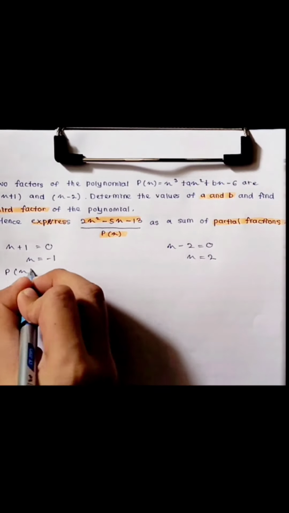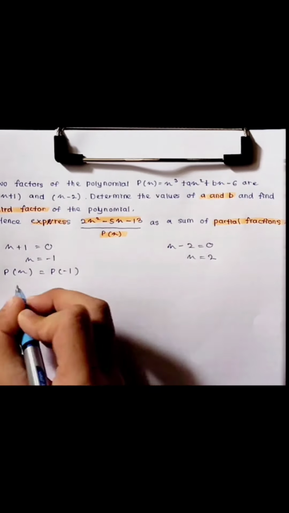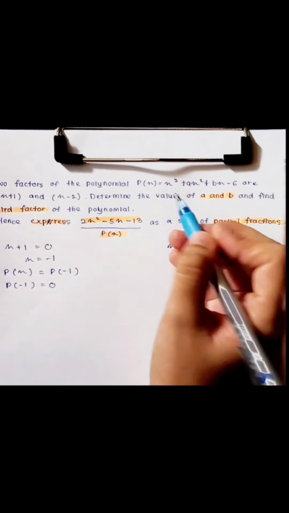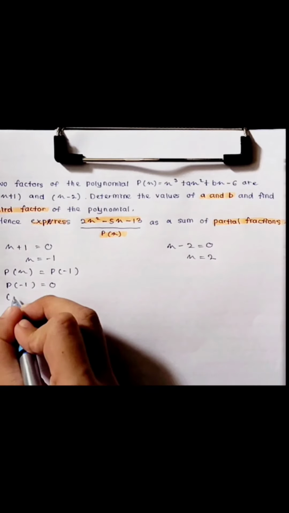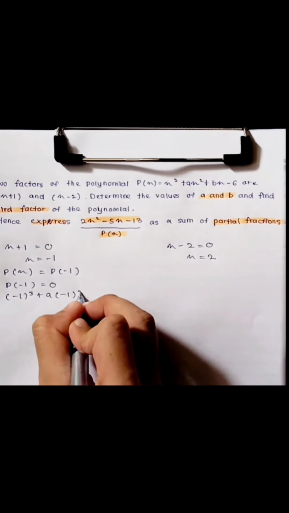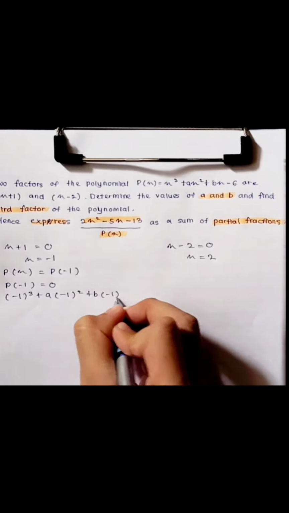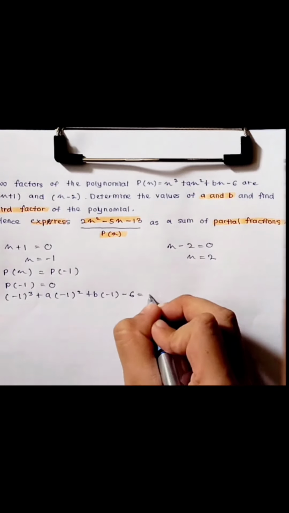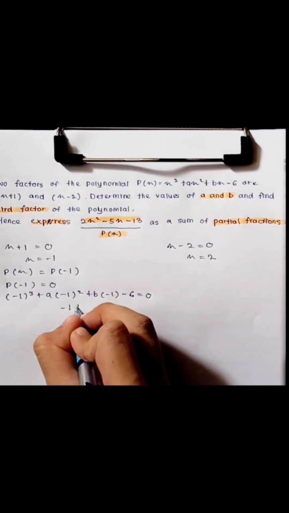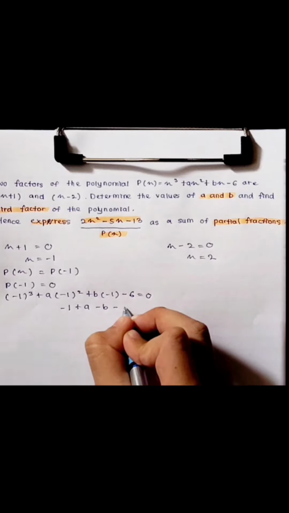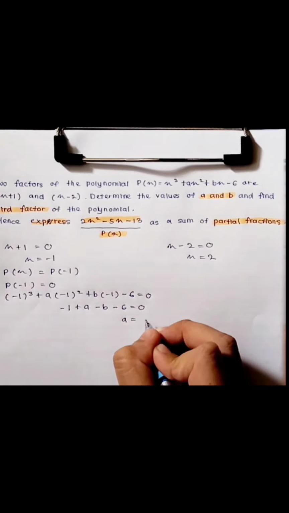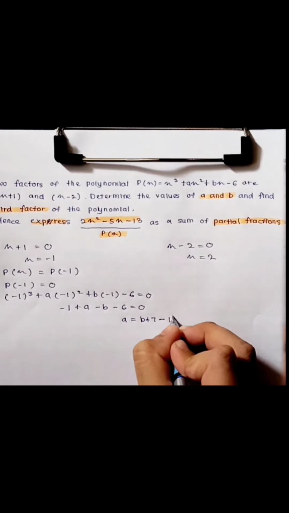We're going to write p(x) equals p(negative 1), and p(negative 1) equals 0. So we substitute negative 1 into the p(x) equation. Negative 1 cubed plus a times negative 1 squared plus b times negative 1 minus 6 equals 0. So we solve the equation and get negative 1 plus a minus b minus 6 equals 0. We rearrange the equation and get a equals b plus 7. This is the first equation.